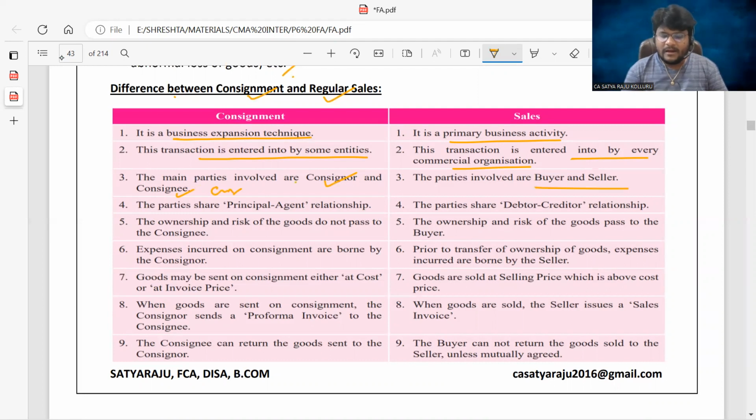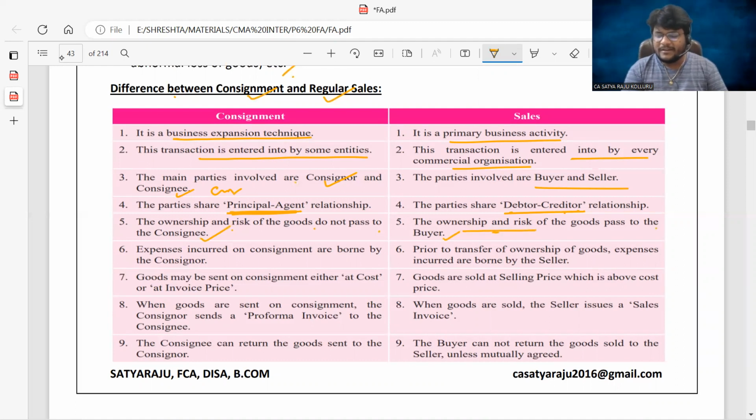Here parties are buyer and seller. This is principal agent relationship. This is very important. This is debtor and creditor, that is customer and seller relationship only. Ownership and risk of the goods do not pass to the consignee. But here ownership and risk of the goods pass to the buyer.